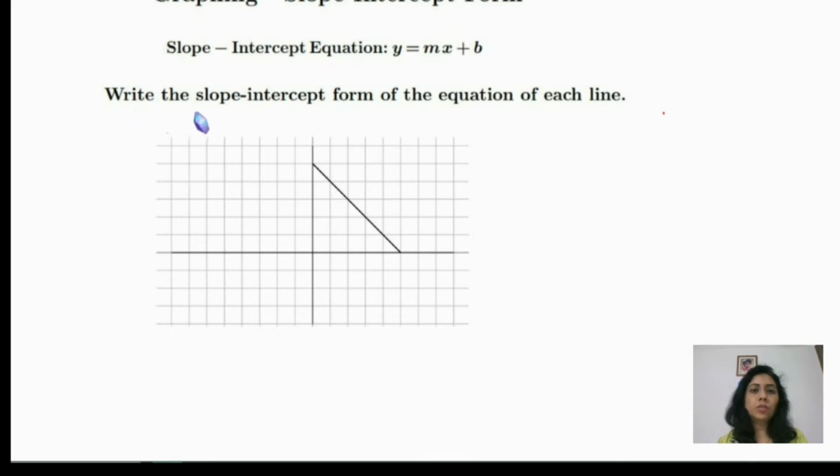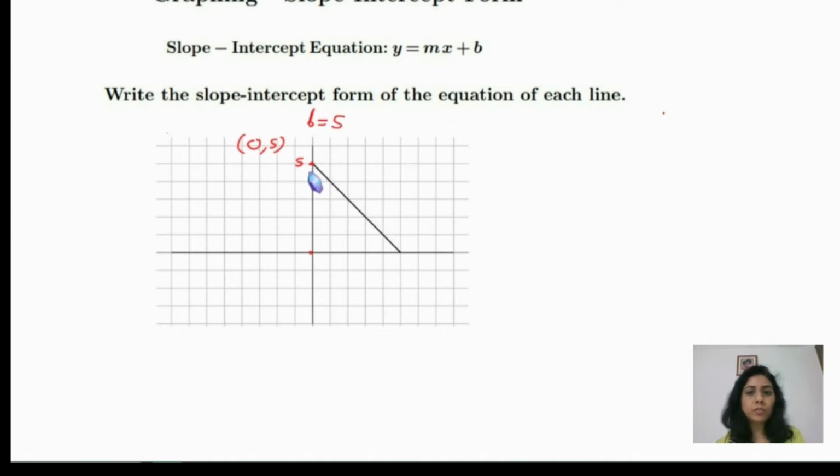Here is the question. Write the slope-intercept form of the equation of each line. First we have to find out the b value. B value means y-intercept. It means this line cuts the y-axis at b. So here we have to find this distance from the origin, and this is upside, it means positive, correct? This is the origin and it goes up 1, 2, 3, 4, 5. So this is 5. This point's coordinate is 0, 5, so b value equals 5.